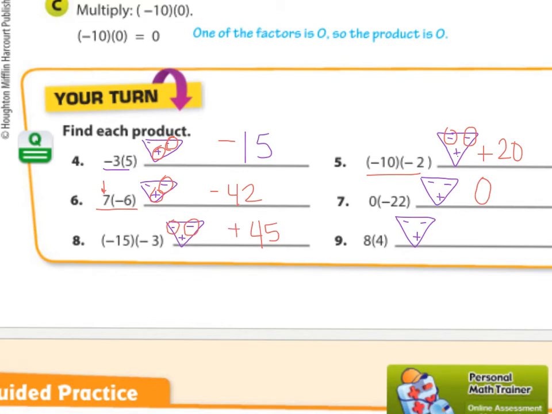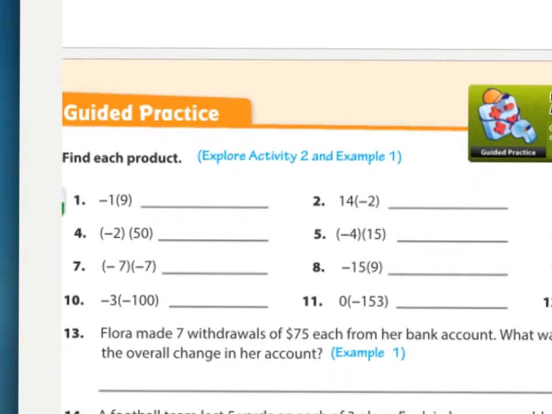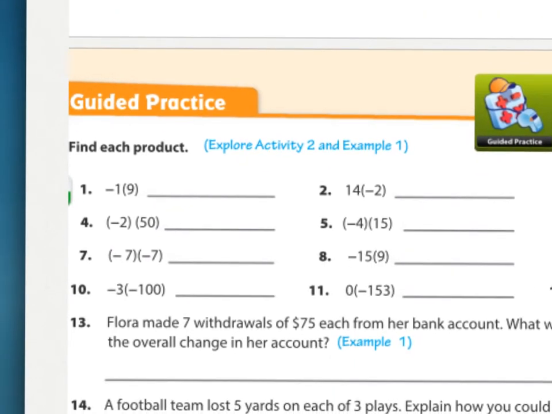What didn't get circled? Positive. Number 9, 8 times 4. That's positive times positive. So your answer is going to be positive. We don't need a triangle for that one. Okay, so let's go down to here, and let's do a few more.